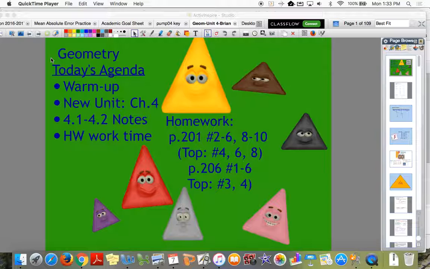Homework for next time is page 201 and page 206 with the problems listed, and you'll have a handout for that as well.